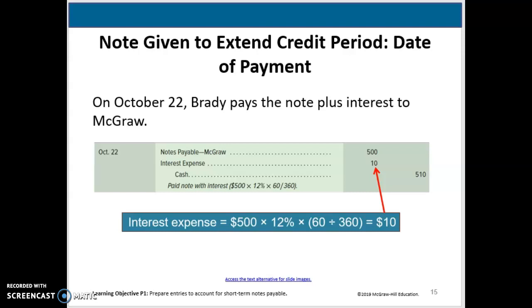We're going to debit the notes payable for the principal amount, that $500. We're going to debit interest expense for the amount of interest that they've earned, that we have to pay on the note over the period. And we're going to credit cash for the total amount that we're actually paying out.